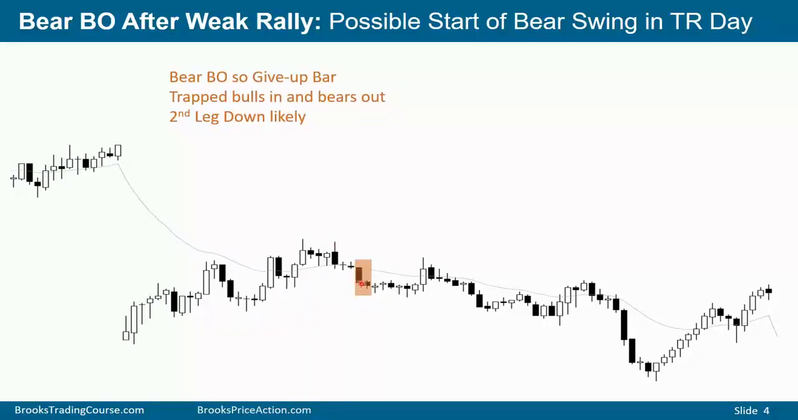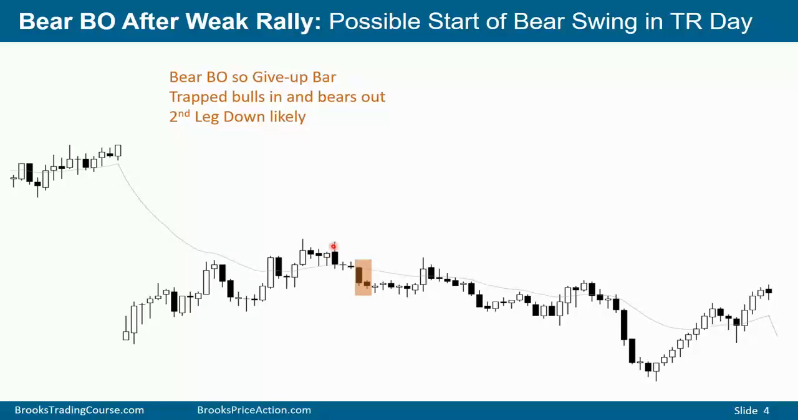We have a bear bar and a follow-through bear bar. This is a sign that the final bulls gave up. If they did not exit below this bear bar or below this bear bar, this is telling us that they exited on that bear bar or this bear bar. This is probably the start of a bear swing in a trading range day. The bulls have bought this close. I think they have to get out below the low of this bear bar or the low of this bear bar. This is good enough so that the market would probably get at least a small second leg up.